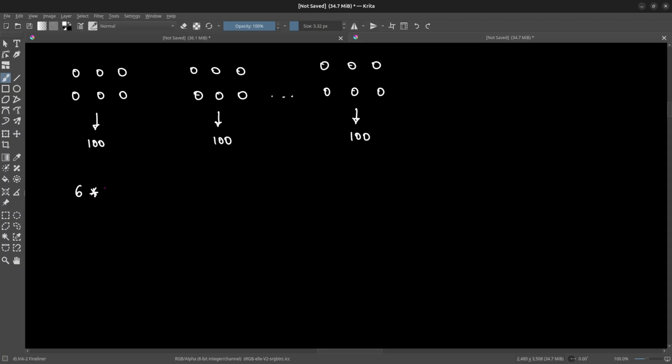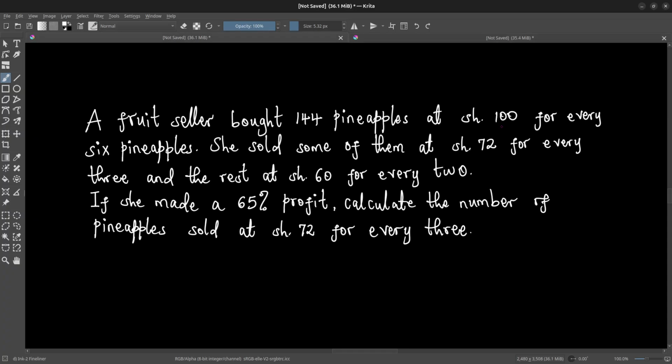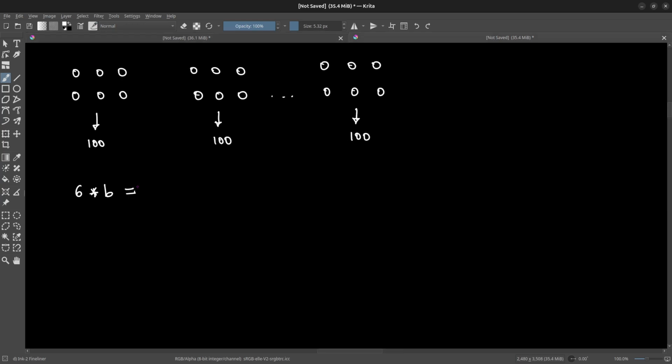If we multiply that by the total number of batches, this should give us the total number of pineapples, and the total number of pineapples is 144. So if we divide this side by 6 and this other side by 6, we get that the total number of batches is 24.